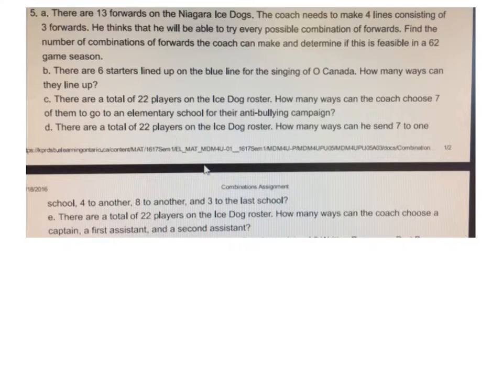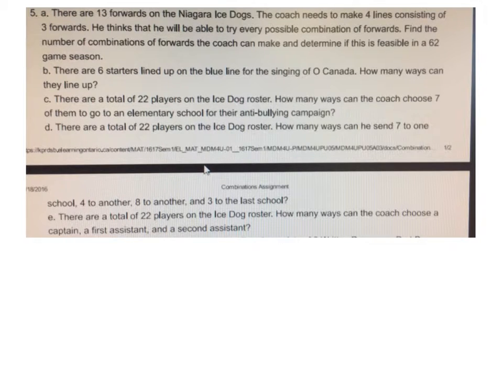Alright, so we're starting on the combinations assignment, and you asked for question 5 and question 7 on that one. We've got 13 forwards, and he needs to make 4 lines consisting of 3 forwards. So he thinks he'll be able to try every possible combination of forwards, find the number of combinations of forwards the coach can make, and determine if this is feasible in a 62 game season. Okay.